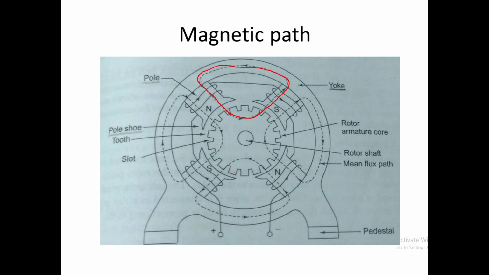yoke. Now see, what are the components involved to complete a magnetic path? Pole core, air gap, armature conductor, armature core, and then again armature conductor, air gap, pole core, pole shoe is included, correct? Then yoke. Okay, so this is a magnetic path. Hope you understand the components which are involved in providing a low reluctance magnetic path, correct?